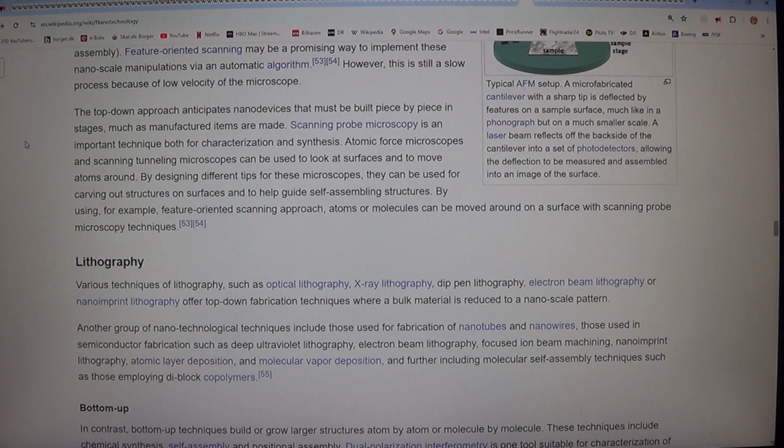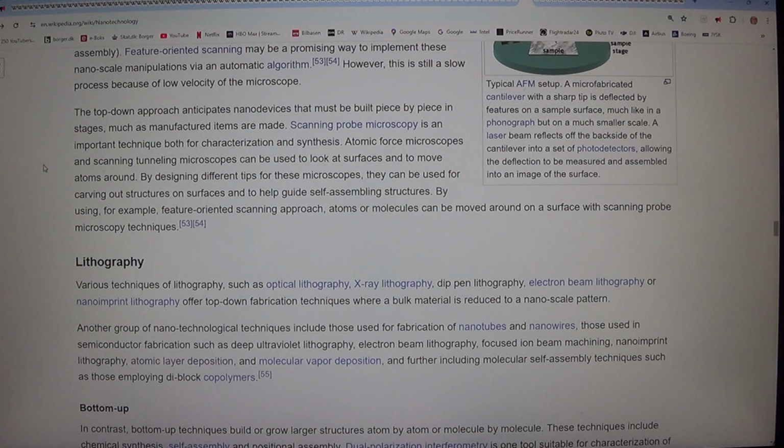Atomic force microscopes and scanning tunneling microscopes can be used to look at surfaces and to move atoms around. By designing different tips for these microscopes, they can be used for carving out structures on surfaces and to help guide self-assembling structures. By using, for example, a feature-oriented scanning approach, atoms or molecules can be moved around on a surface with scanning probe microscopy techniques.